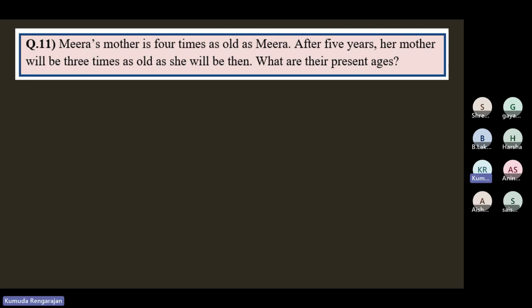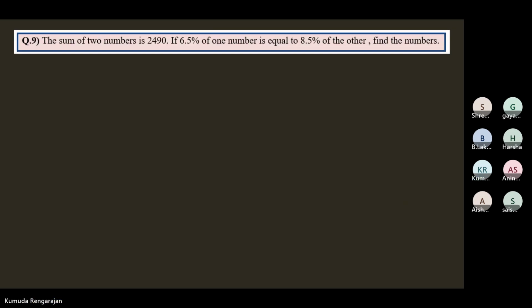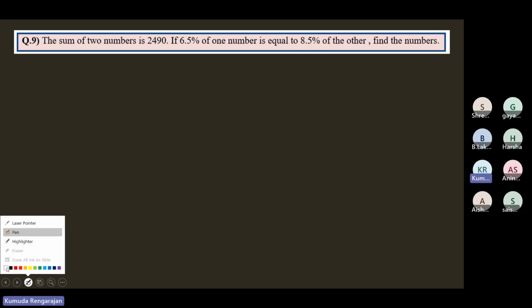Thank you, children. I'm back. Are we ready to share this answer? Ma'am, I didn't quite get the question. Oh, let me read. Ma'am, the sum of two numbers is 2490. If 6.5% of one number is equal to 8.5% of the other, find the numbers. Okay. Now I just read through to check if there's any error in typing. Okay, fine. Let me explain the question.